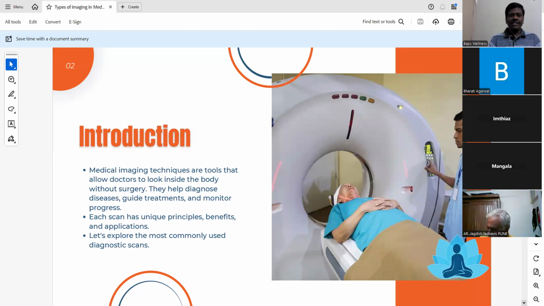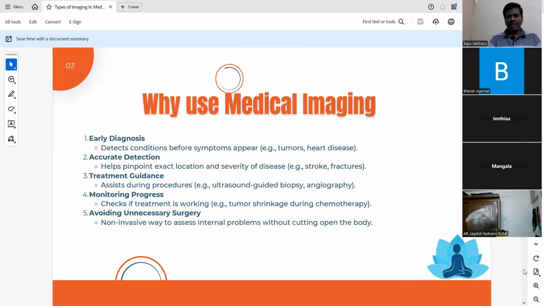Each scan has unique principles, benefits, and applications. Of course, they have their own limitations also. And why do we use medical imaging? One reason is early diagnosis. That is, we can detect conditions well before the symptoms appear.